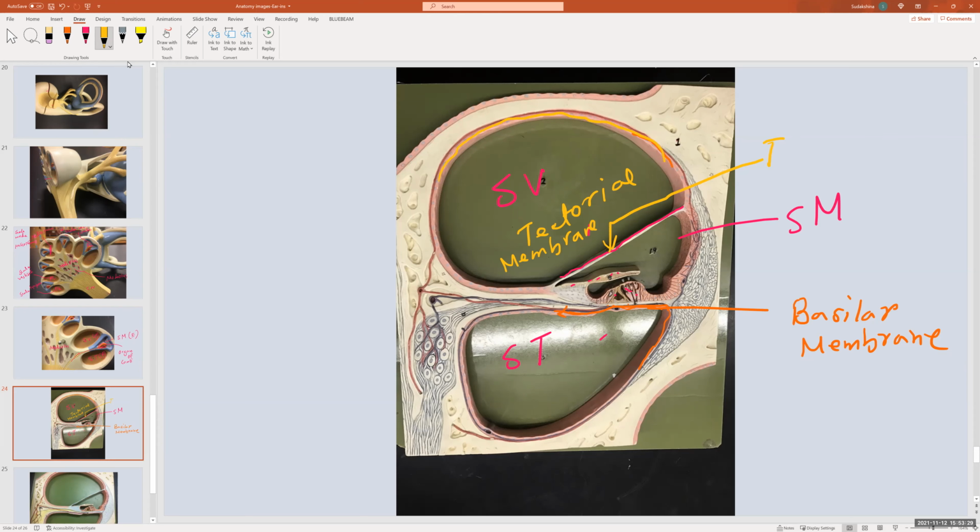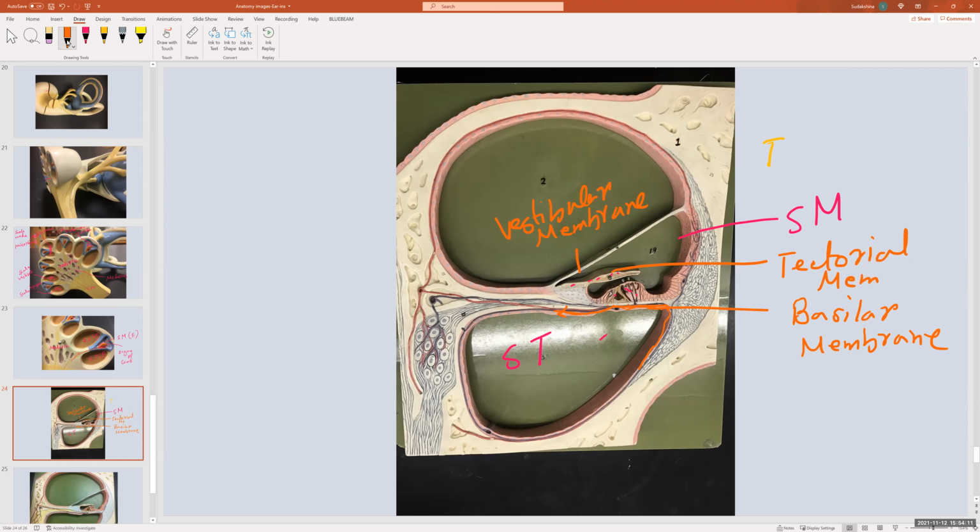This is the vestibular membrane. Sorry, I made a mistake. Sorry about that. Vestibular membrane. Basilar membrane, tectorial membrane. What was I thinking?